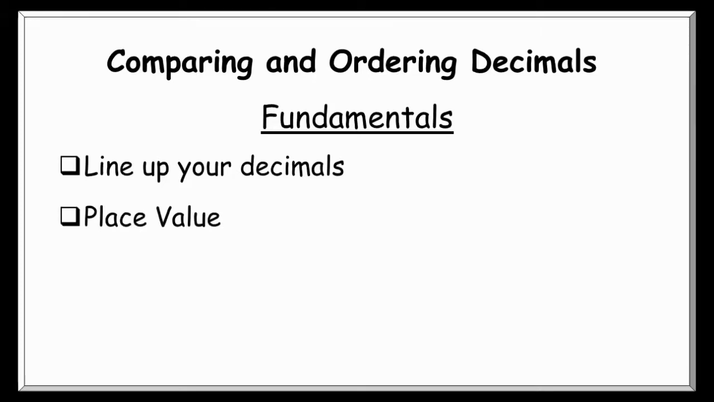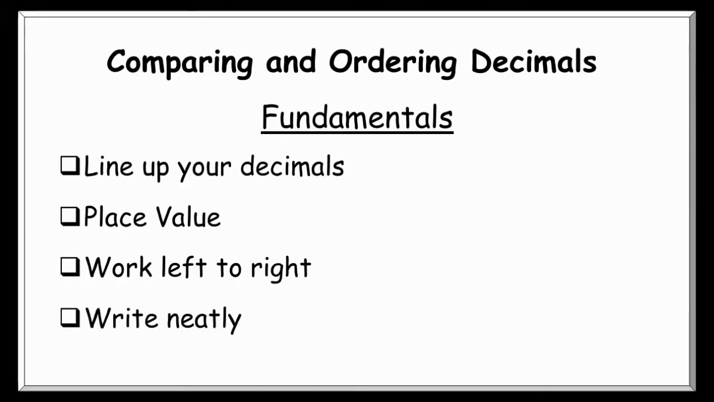It's very important that your digits are in the correct place value so you can determine the value of the number. You're also going to work from left to right because the digit to the left is always going to be a greater value than the digit to the right. And lastly, you want to make sure you write neatly. By writing neatly, you're ensuring that you have everything lined up correctly and you're ready to go and solve the problem, and there will be no mistakes just based on user error. And you'll see what I'm talking about shortly.